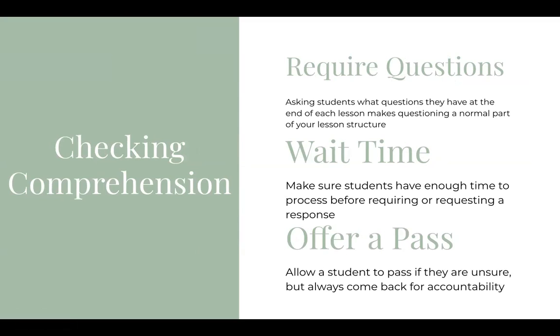Using wait time, again, allowing students that time before requesting a response. And then offering a pass. If a student is unsure, you can offer them a pass, but always make sure to hold them accountable. When they are not sure, you can go to another student, have them provide you an answer, and then go back to the first student and ask them the same question. And because they heard someone else give the answer, they should be able to answer it at that point.